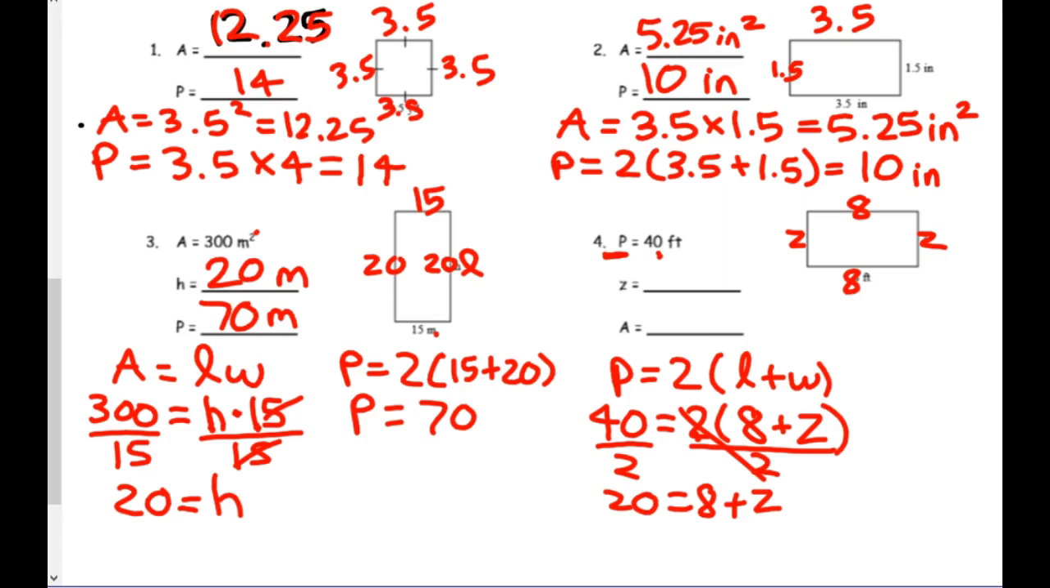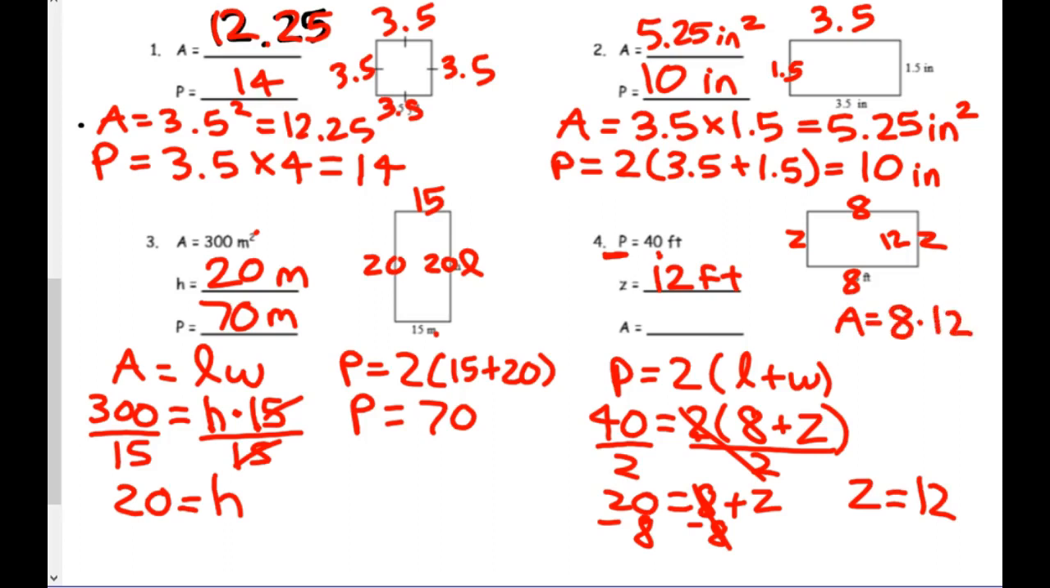And then how do I get rid of that loner 8? Subtraction. Minus 8. What's 20 minus 8? 12. So Z is 12 feet. And now that I have a length and a width, I can find the area. So got a little room right here. Area equals length times width.